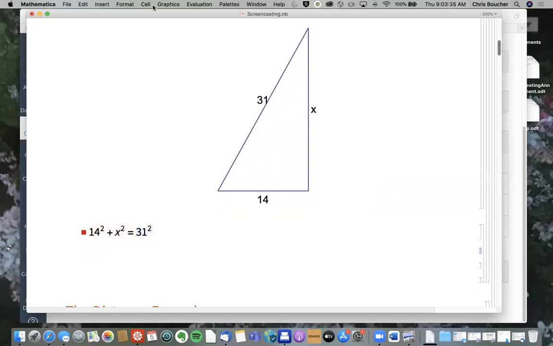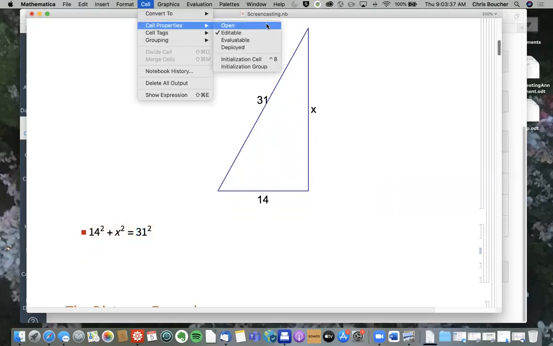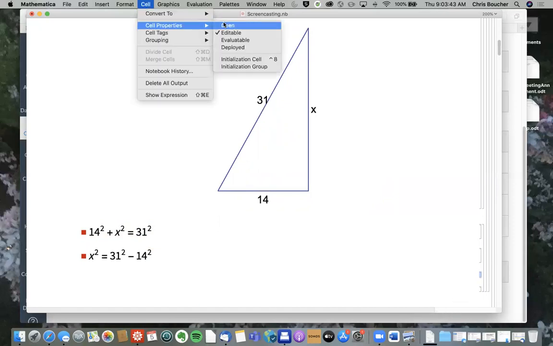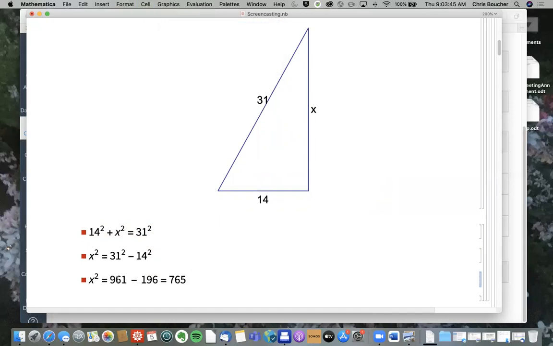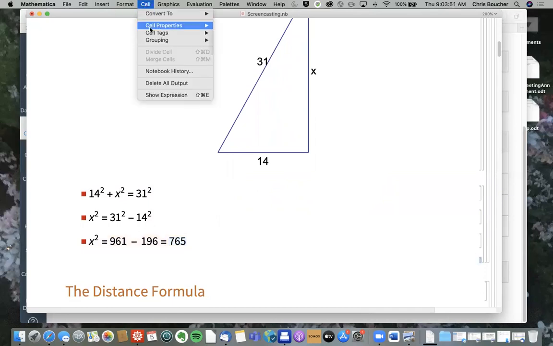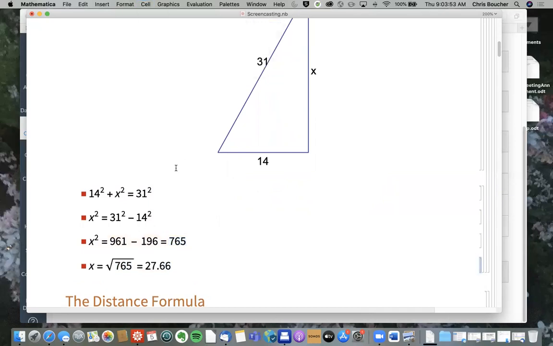And so I can solve for the missing side, x squared. I subtract 14 squared from both sides to get the x squared by itself. And then I do a little math on the right. 31 squared minus 14 squared is 765. And then I just take the square root of both sides. And of course, I just want the positive square root because x is a side length, so it doesn't make sense for it to be negative. And I find that x has to be 27.66.